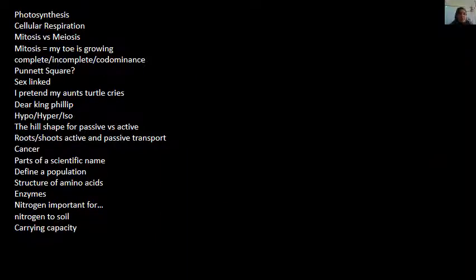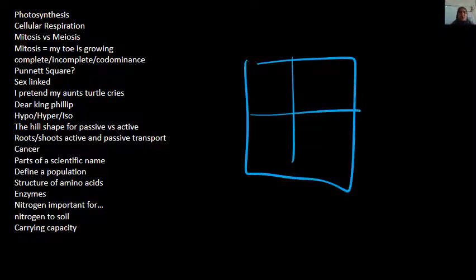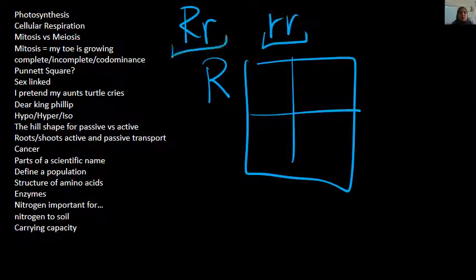Alrighty, the next one is Punnett squares. Why do we write Punnett squares the way we do? Just remember that you have to split the letters. So if we're doing a 4-box Punnett square, one parent looks like this, and one parent looks like this. For this parent, I split the letters. For this parent, I split the letters.